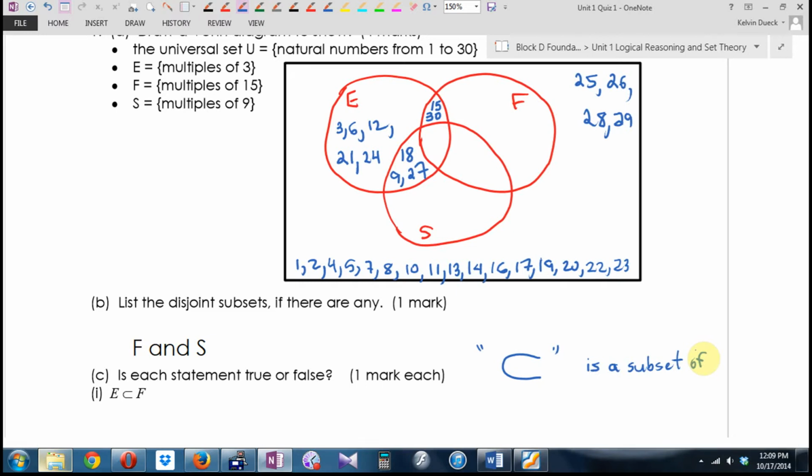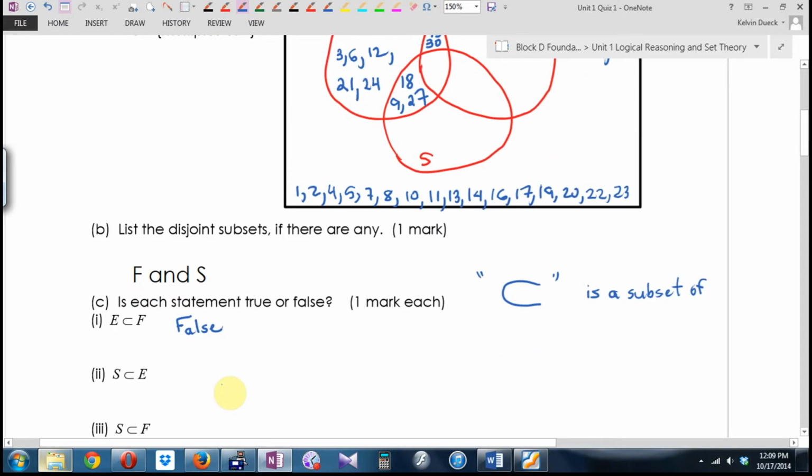If 15 goes into a number, does that mean that 3 goes into that number? Always. But if 3 goes into a number, does that mean that 15 goes into a number? No. And you can also see from the picture, it's saying, is all of E inside F? No, there's some numbers outside of F. False, 1 mark. You can just put F and T.